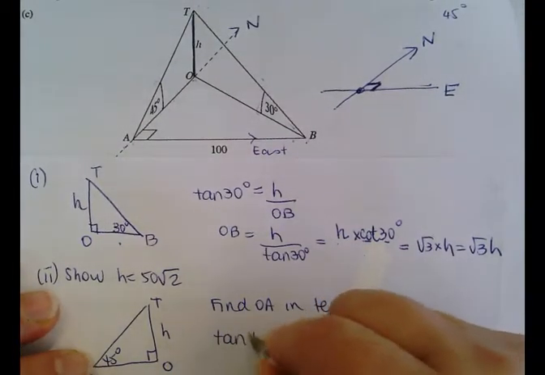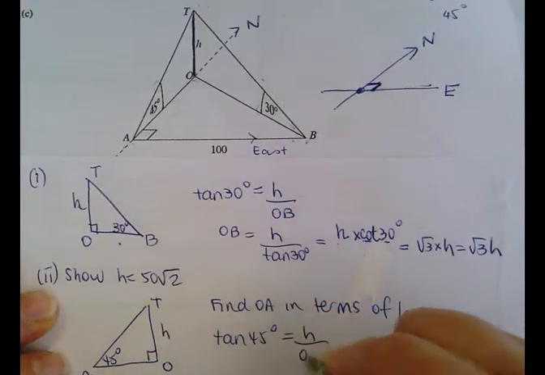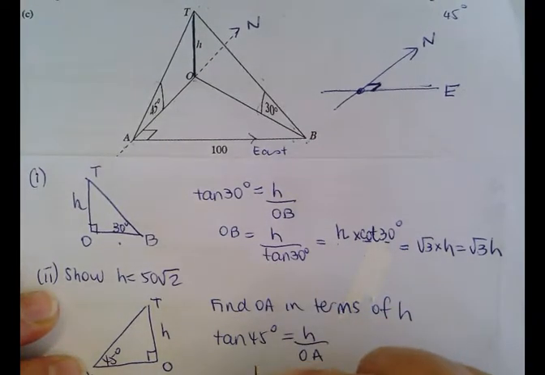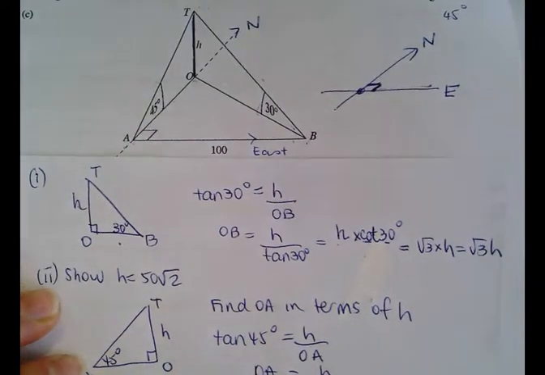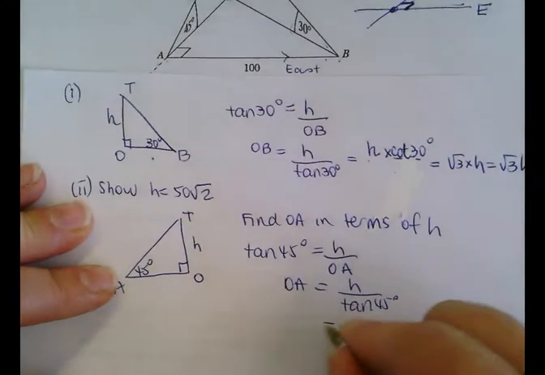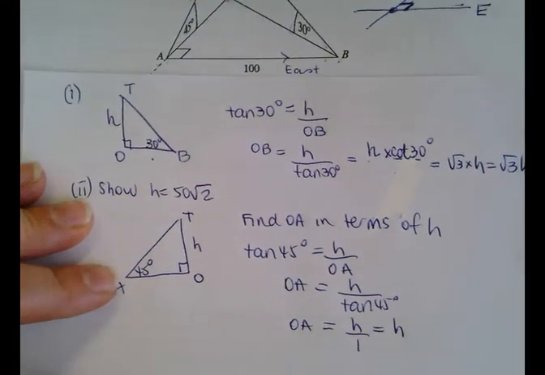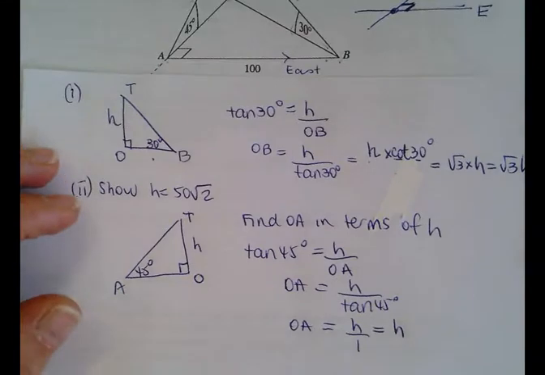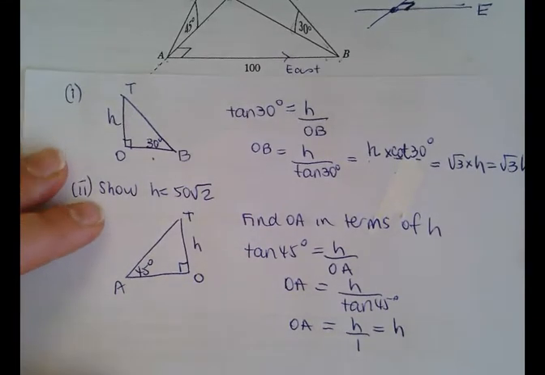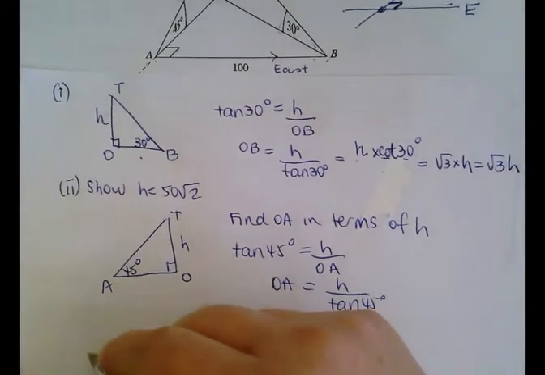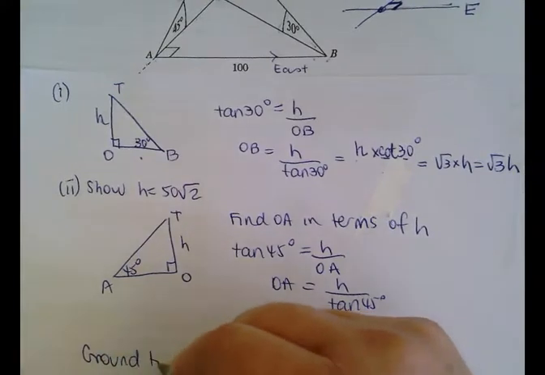So the tan of 45 degrees is H over OA. So OA is H over tan 45. What does tan 45 equal? 1. So OA equals H over 1, which is H. Now we're in the bottom triangle, which is great because we've got a right angle there. So let's do our ground triangle.